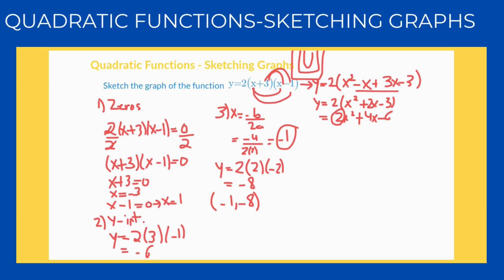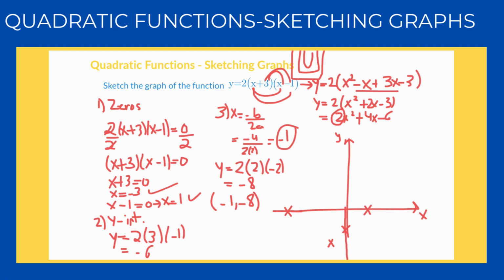Now, after I finished all these steps, I can sketch the graph. So this is the y-axis. This is the x-axis. The zeros are negative 3 and 1. So this is 1, and this is negative 3. Now the minimum point is negative 1, negative 8. So let's say that it's somewhere here. And the y-intercept is negative 6, so it's just above the minimum point. So let's say it's here.